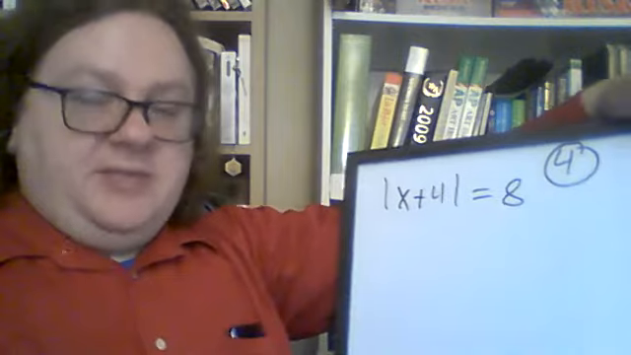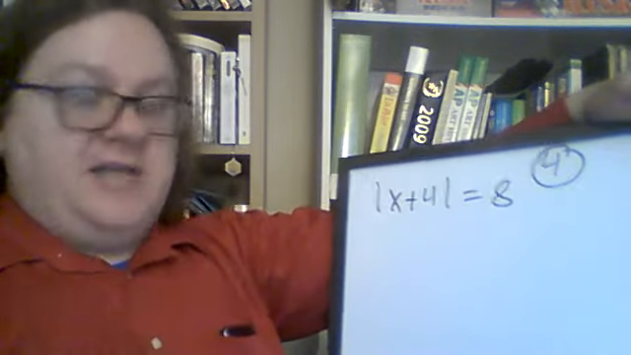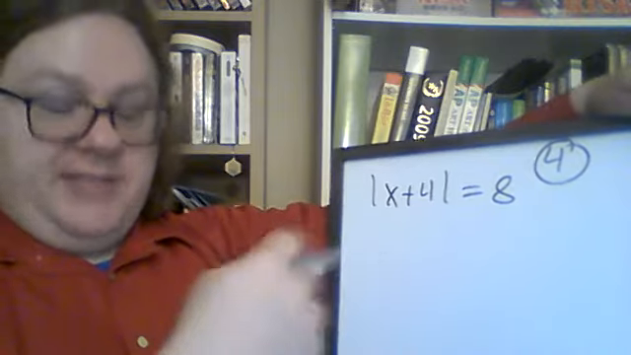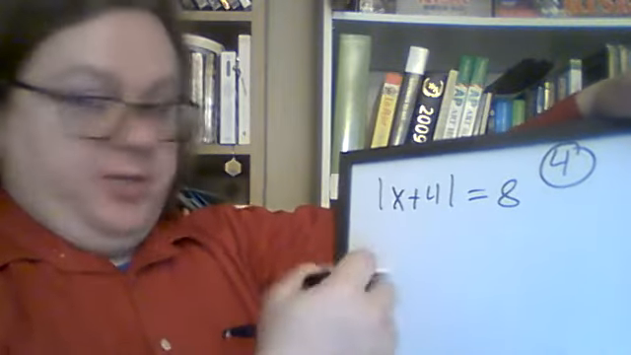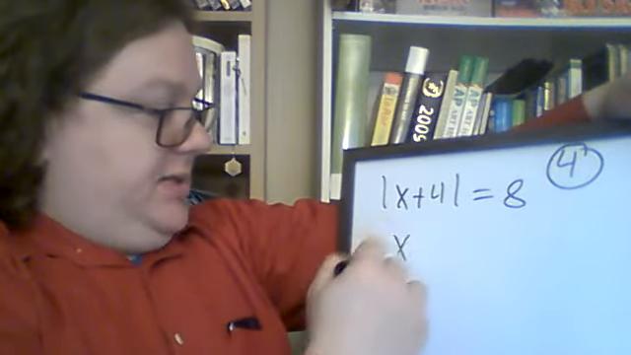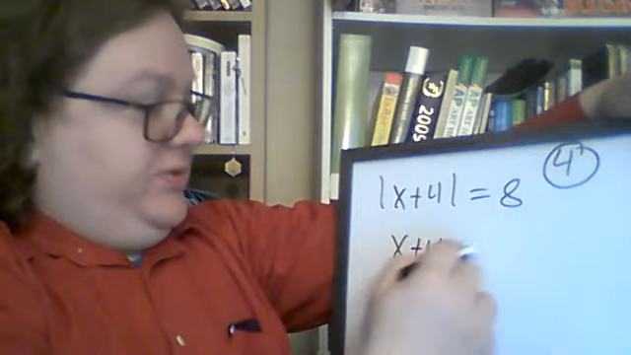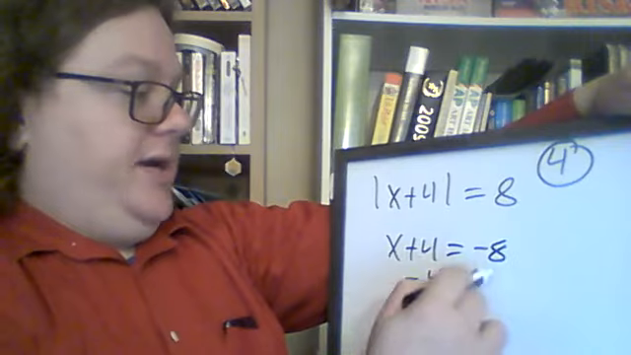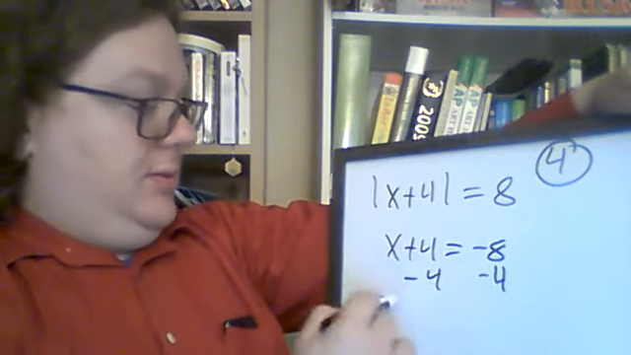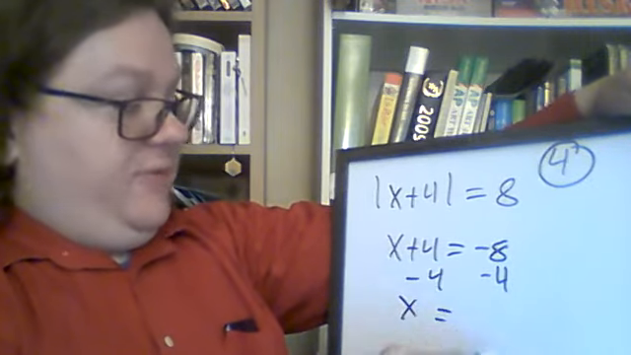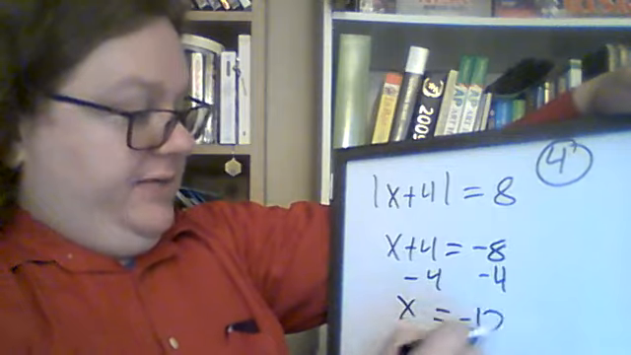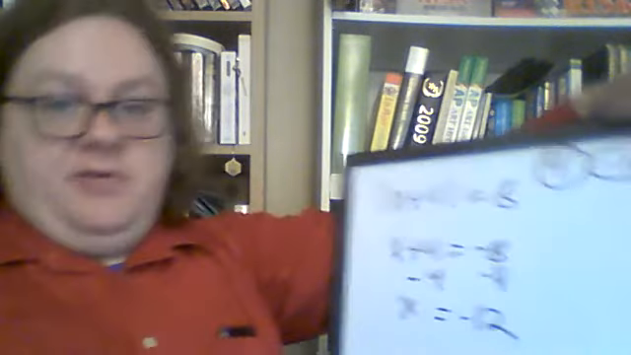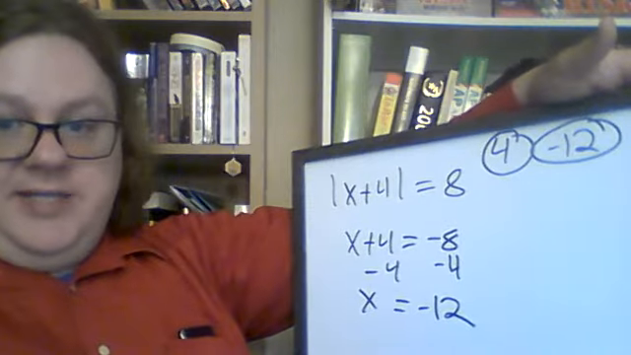You can see how it's building on the lessons from the last few. You have to know how to do the basic equation, balancing across the equal sign, to be able to do this. x plus 4 equals negative 8. Minus 4, minus 4. x equals negative 8 minus 4, which is negative 12. So it's 4 and negative 12. You see that?